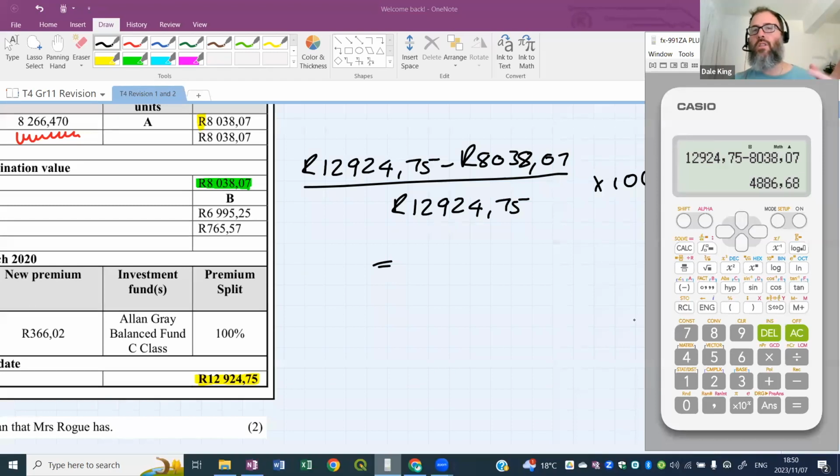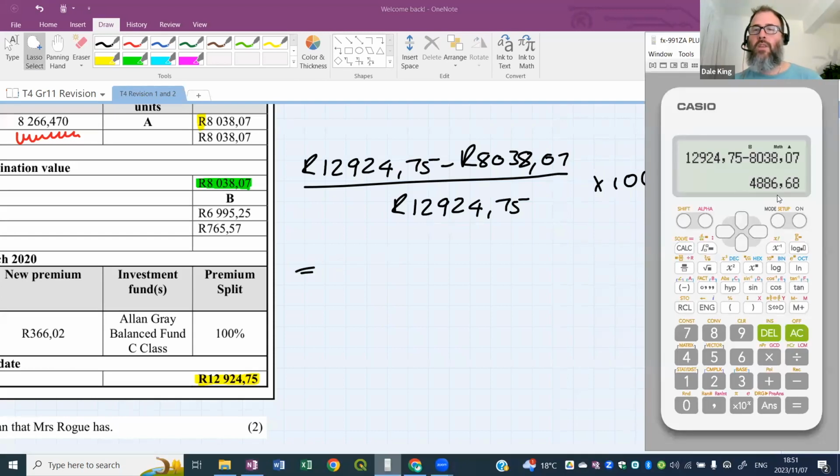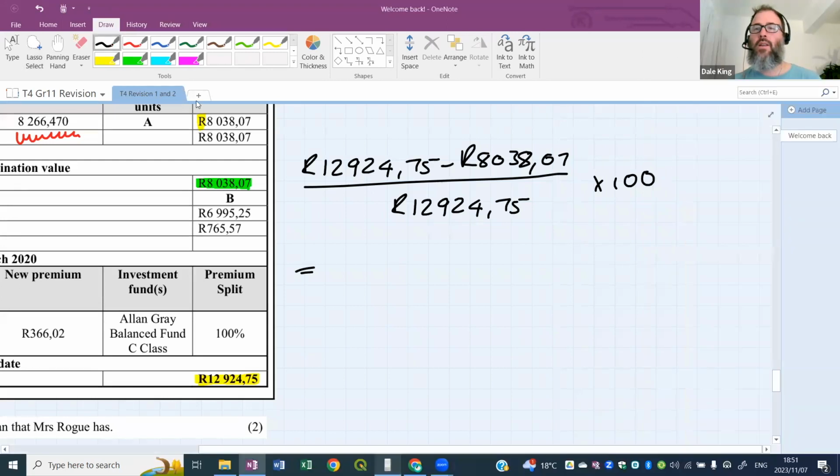Because the question is very similar, but what percentage did it change and how much it changes is very similar. So if I said to you, how much did it decrease by? You would actually work that out by subtracting. And like Emmanuel said, we get this value here. I'm going to write it on the screen for you. Okay, so this fund dropped by 4,886 rand and 68 cents.